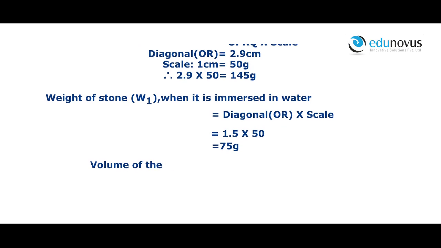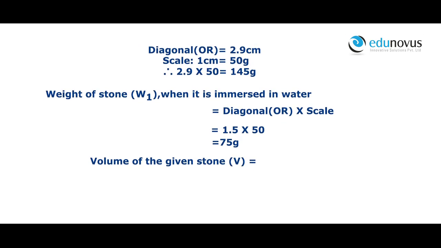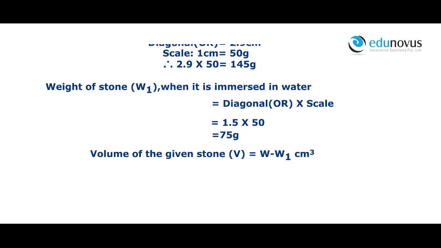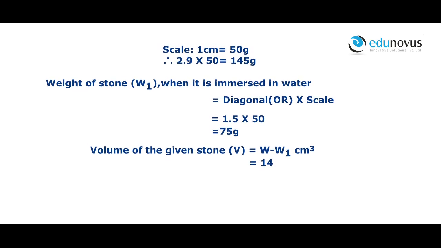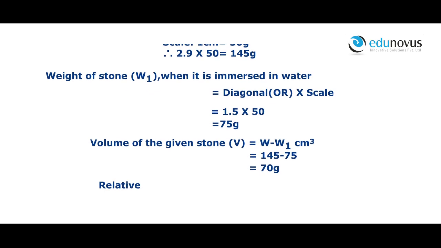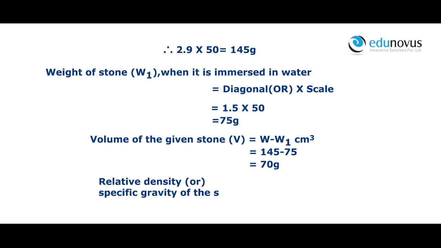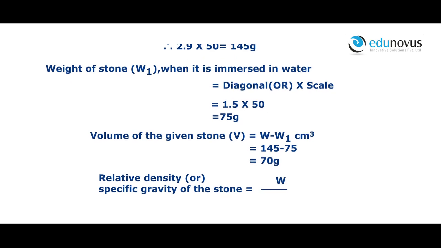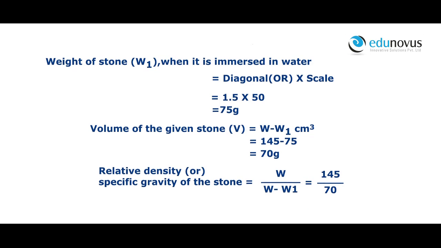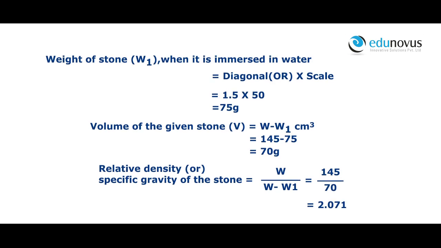Volume of the given stone V is equal to W minus W1 centimeter cube, which is 145 minus 75, that is equal to 70 grams. Relative density or specific gravity of the stone is equal to W by W minus W1, that is equal to 145 divided by 70, which is 2.071.